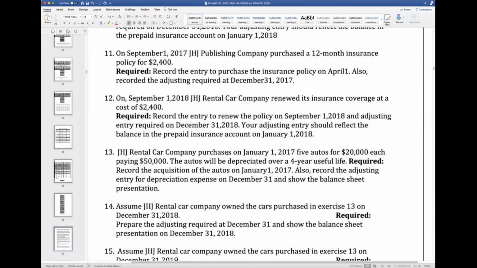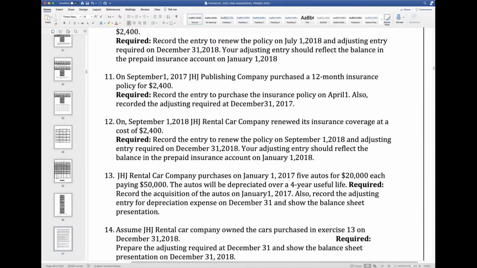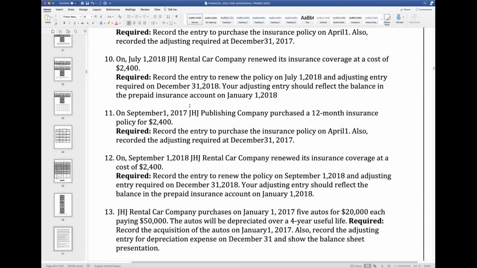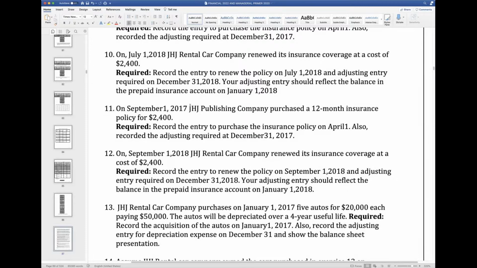We didn't do that. 11 starts off with the prepaid insurance. I know how to do the first one, and I think 12 too. It's just when I think it was 12 is where I started to get confused because I thought I had to close it out, but I saw you close it on the first one. I was just getting confused because of the renewal part.